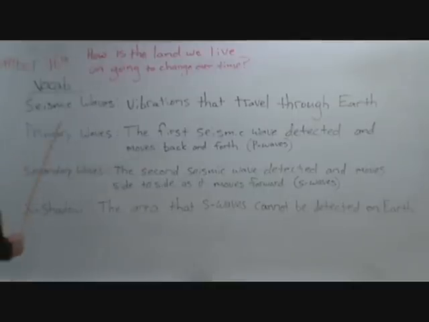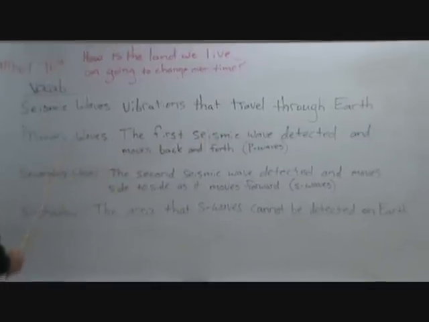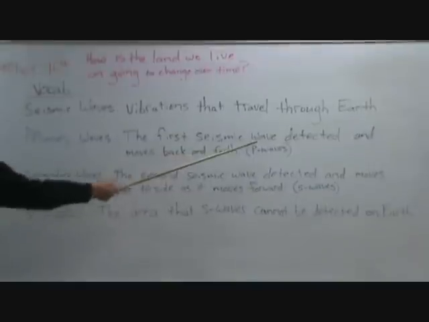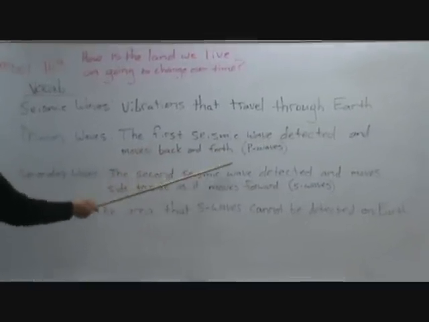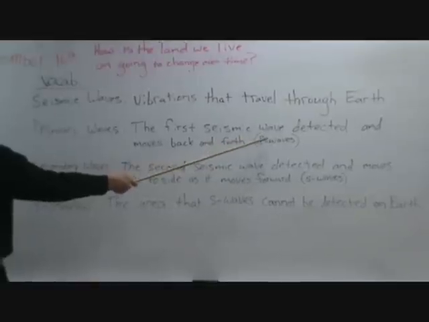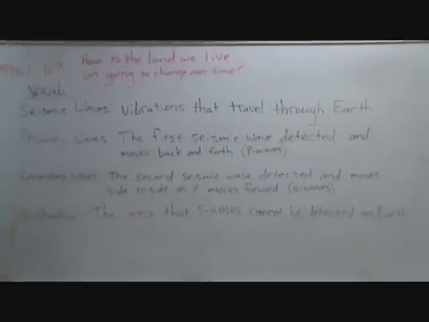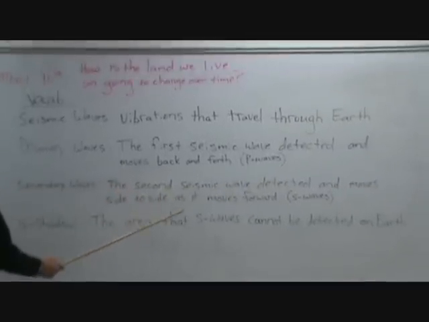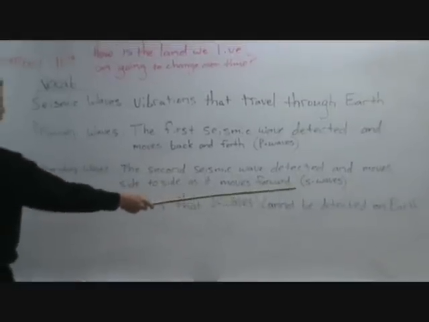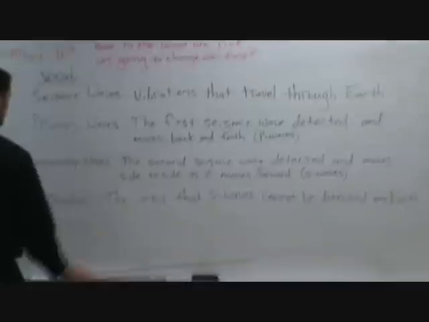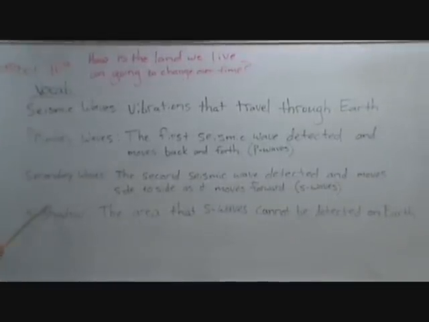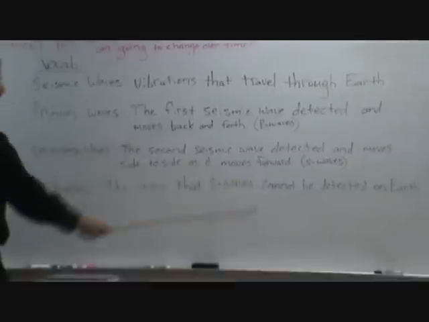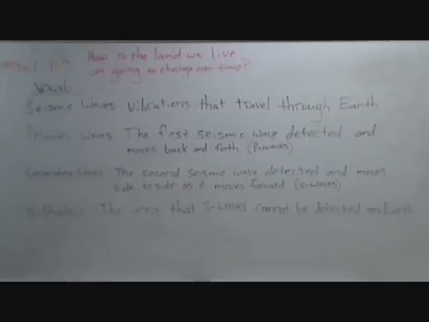Alright, so our vocabulary for seismic waves and the S-shadow. Seismic waves are vibrations that travel through Earth. Primary waves, the first seismic wave detected and moves back and forth. It's also called P waves for short. Secondary waves are the second seismic wave detected and moves side to side as it moves forward. Secondary waves are also called S waves for short. And the S-shadow is an area that S waves cannot be detected on Earth when there's an earthquake.